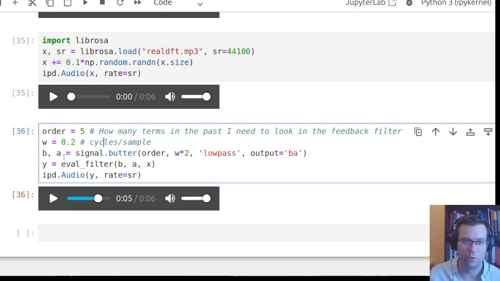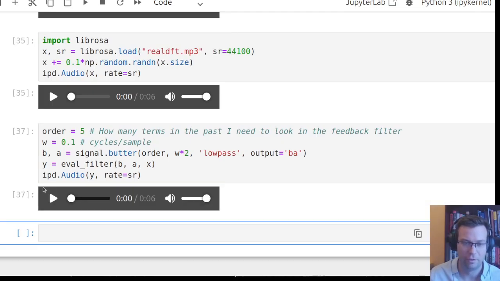So, I don't know. It sounds a little more like a waterfall. Let me actually cut it down even lower.